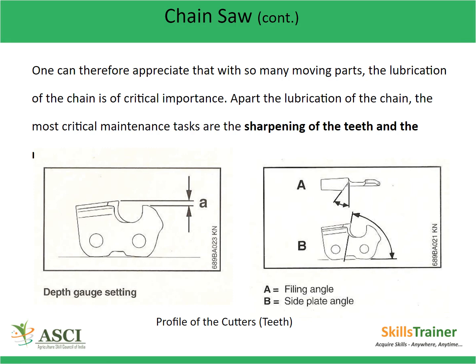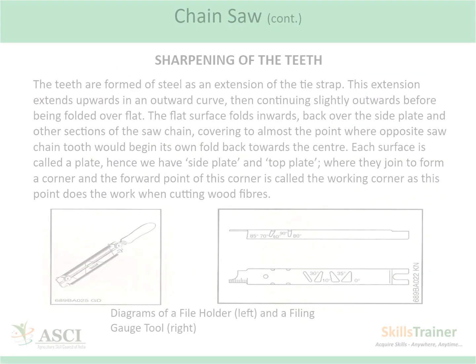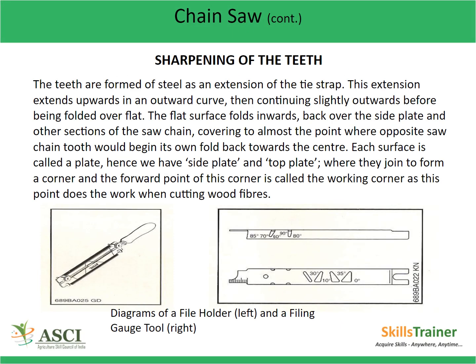Apart from the lubrication of the chain, the most critical maintenance tasks are the sharpening of the teeth and the maintenance of the depth gauge. Sharpening of the teeth. The teeth are formed of steel as an extension of the tie strap. This extension extends upwards in an outward curve, then continuing slightly outwards before being folded over flat. The flat surface folds inwards, back over the side plate and other sections of the saw chain, covering to almost the point where the opposite saw chain tooth would begin its own fold back towards the center.